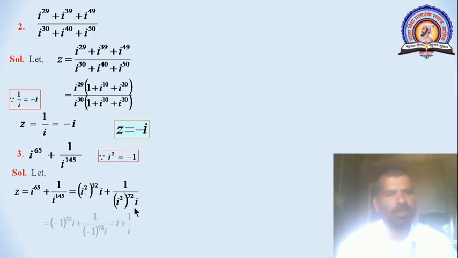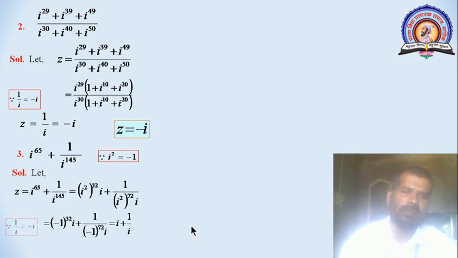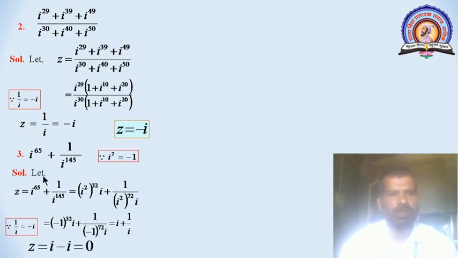Putting that value, you will get (minus 1) raised to 32 into i plus 1 upon (minus 1) raised to 72 into i. As we know, a negative number with an even power has a positive value. So both are negative numbers and their powers are even, so the value is positive. So we get i plus 1 upon i. Again we know that 1 upon i is minus i. So we will get i minus i is equal to 0. Therefore the value of this quantity is equal to 0.